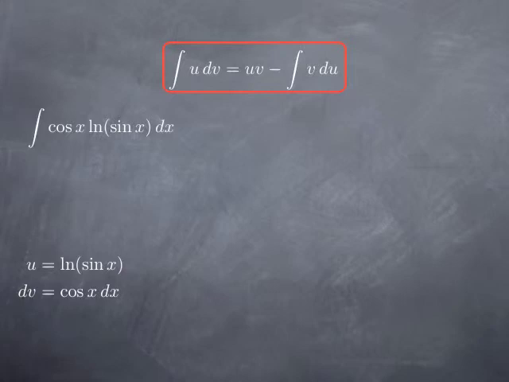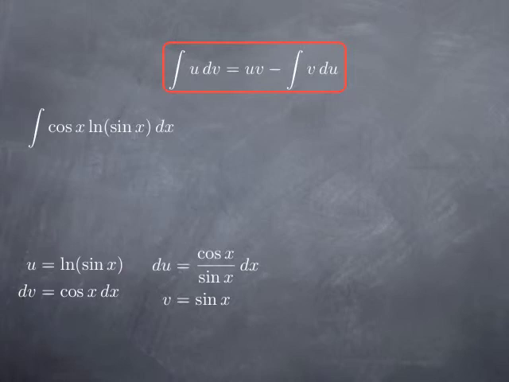As usual, I'm going to calculate du and v. Du is a derivative of ln of sine x. I have to use the chain rule. So I get 1 over sine x multiplied by the derivative of sine x. So in other words, I get cosine x over sine x dx. If dv is cosine x dx, v is an antiderivative, which is sine x. Then I plug things in.